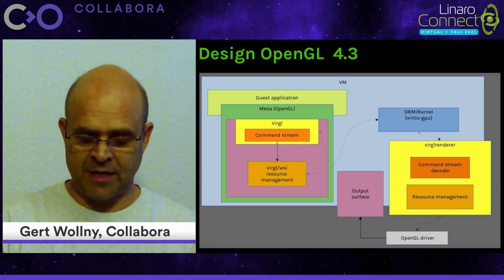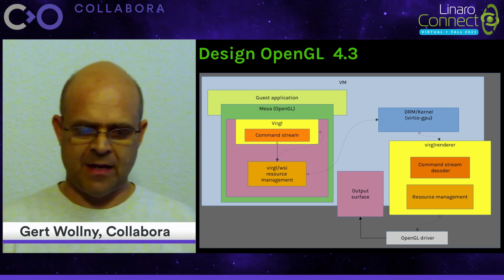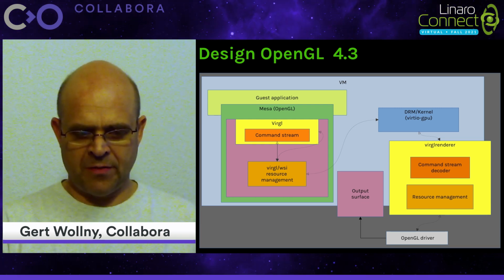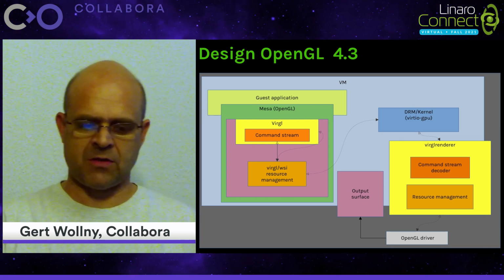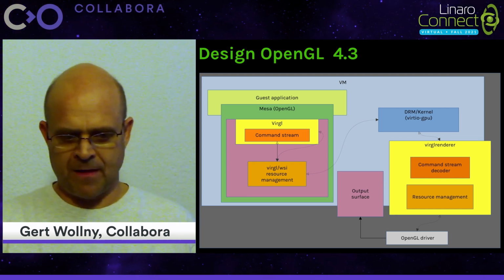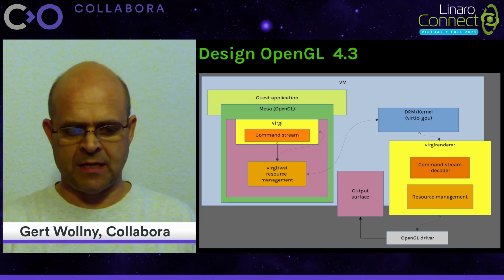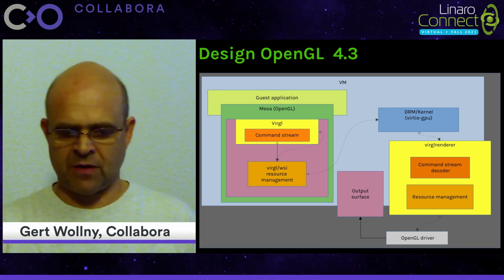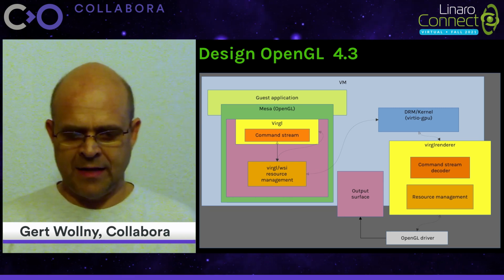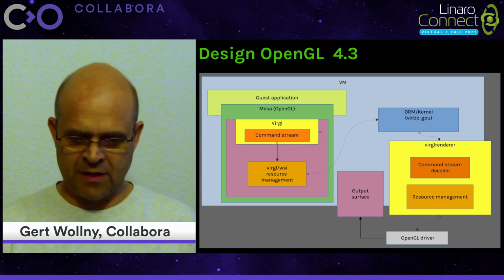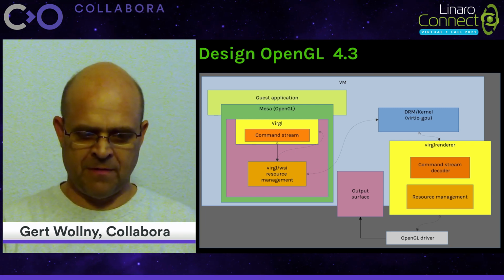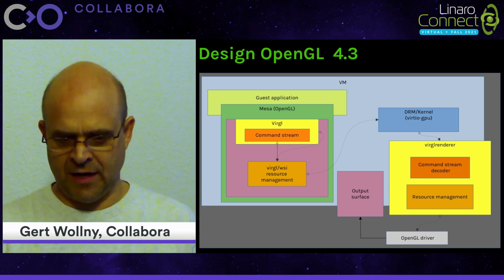Now, if a guest application wants to do OpenGL, it uses Mesa as an OpenGL implementation. It calls into Mesa, and there Mesa translates the OpenGL calls to Gallium calls, which is the generic driver framework in Mesa, and then virgl as a specific driver receives the data and the calls from Gallium, and then encodes everything into the command stream and requests resources from the host by means of the window system integration layer.